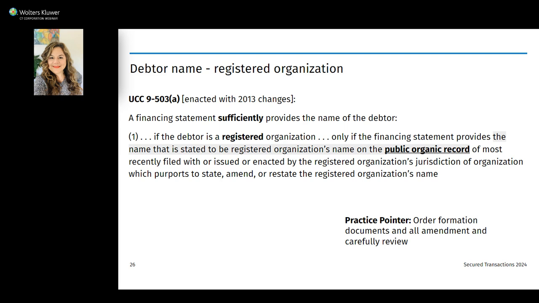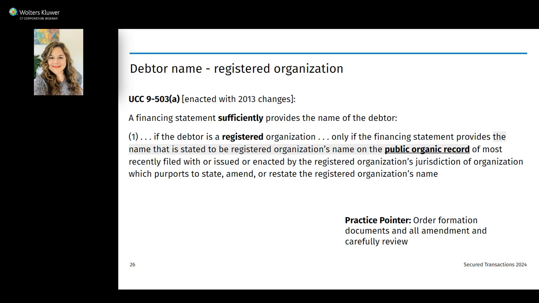Carefully look at them. Sometimes we've seen where the public organic record has one name, but then if you look at, say, the operating agreement, there's a little bit of a variation in the spelling. Now, I have seen some practitioners put their belts and suspenders on and add those additional names to the UCC1. That's going to be something that you as a firm or as a practitioner or as a secured party decide. Once again, the same way with individuals, it never hurts to overnotice.